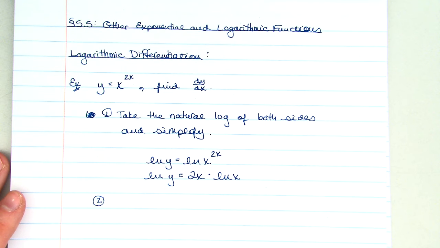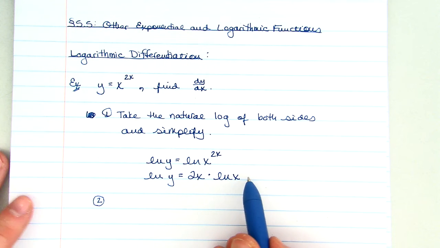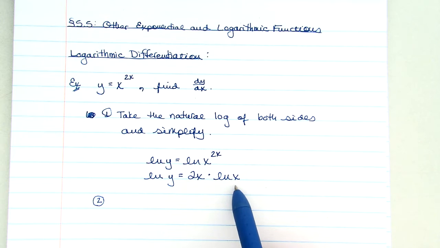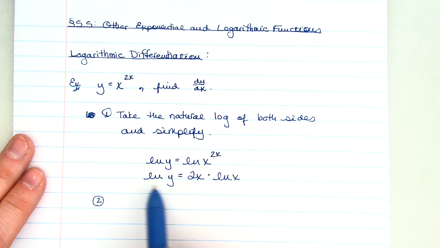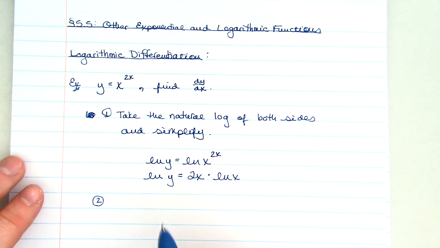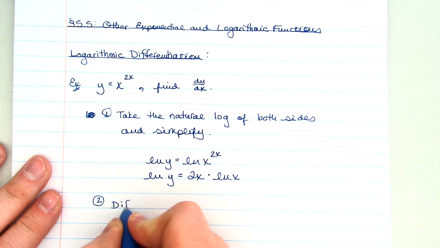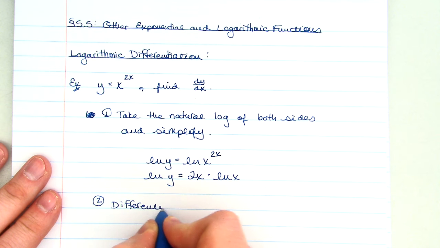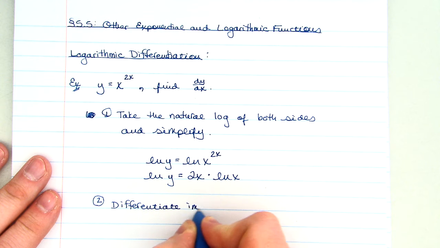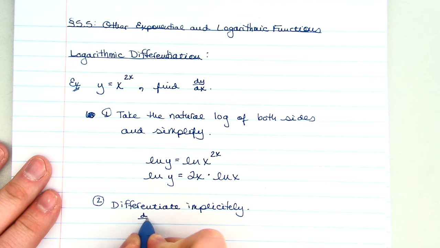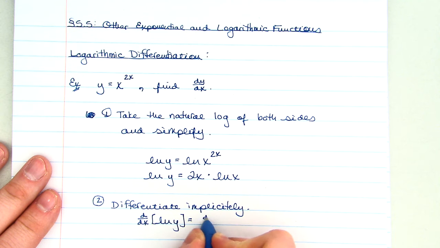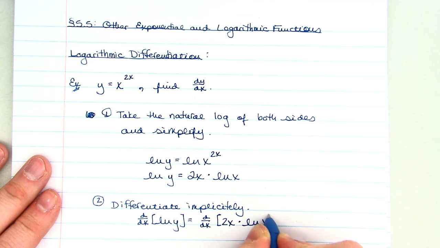Next, now that I no longer have a variable power for something that was a variable, I have a product instead, I can handle doing the derivative. But because I don't have y equals, instead I have the natural log of y equals, I need to use implicit differentiation. Step number 2, we are going to differentiate implicitly. Derivative of the left side equals the derivative of the right side.